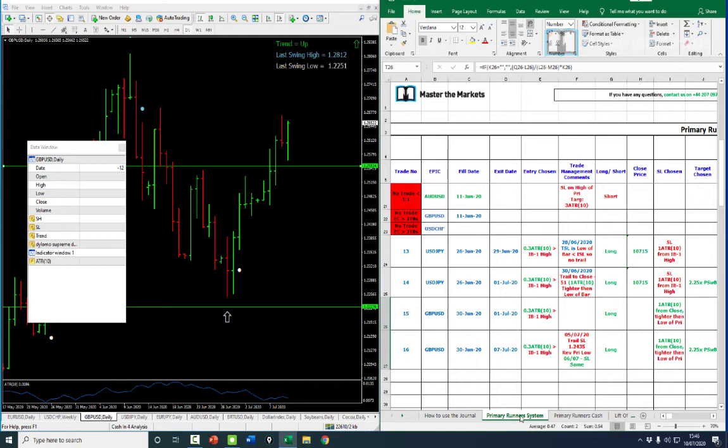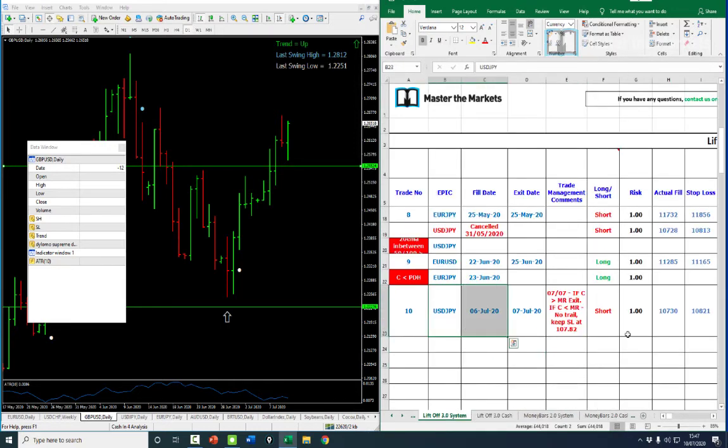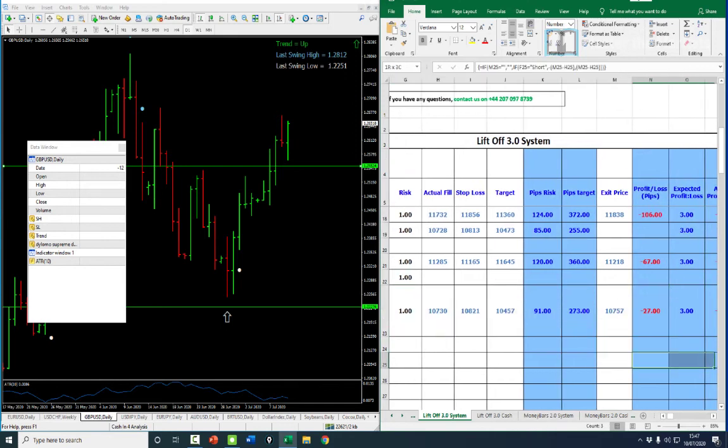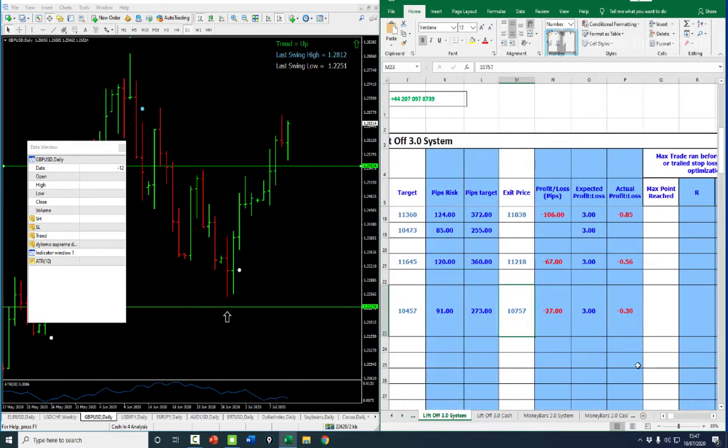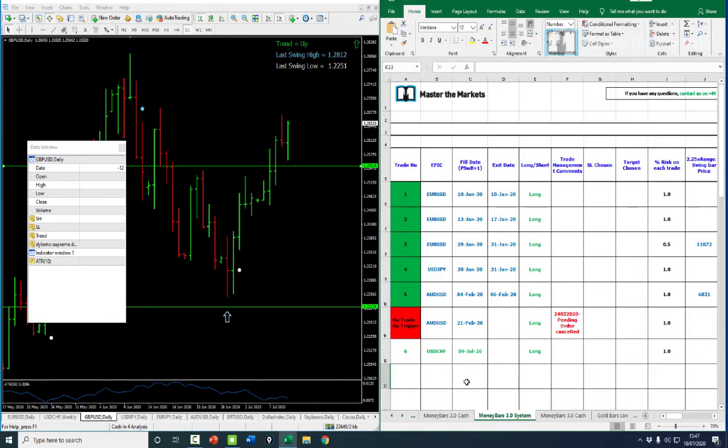That was around just under 1% profit just there. Small hit on the dollar yen system where we exit a trade a little early, 0.3% loss just there. Then Moneybar's 3.0 system, we've just opened a new trade on the dollar Swiss franc. Moneybar's 2.0, there wasn't anything for us this week.